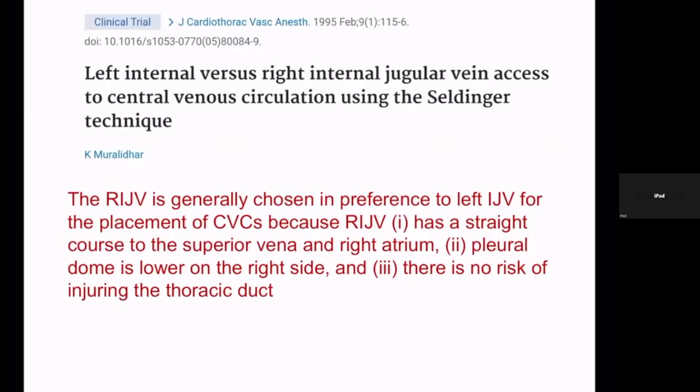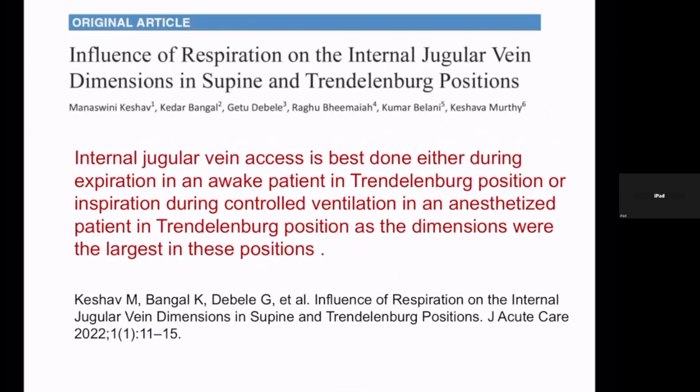So before coming to central venous pressure, in one article published by Dr. K. Muralidhar in the Journal of Cardiothoracic and Vascular Anesthesia, the right jugular vein is preferred over the left jugular vein because it has a straight course, the pleural dome is lower on the right side, and there is no risk of thoracic duct injury. Then another article published by Manashwini Keshav et al. found that internal jugular vein access is best done either during expiration in an awake patient in Trendelenburg position, or during inspiration under controlled ventilation in an anesthetized patient in Trendelenburg position, as the dimensions were the largest in these positions.